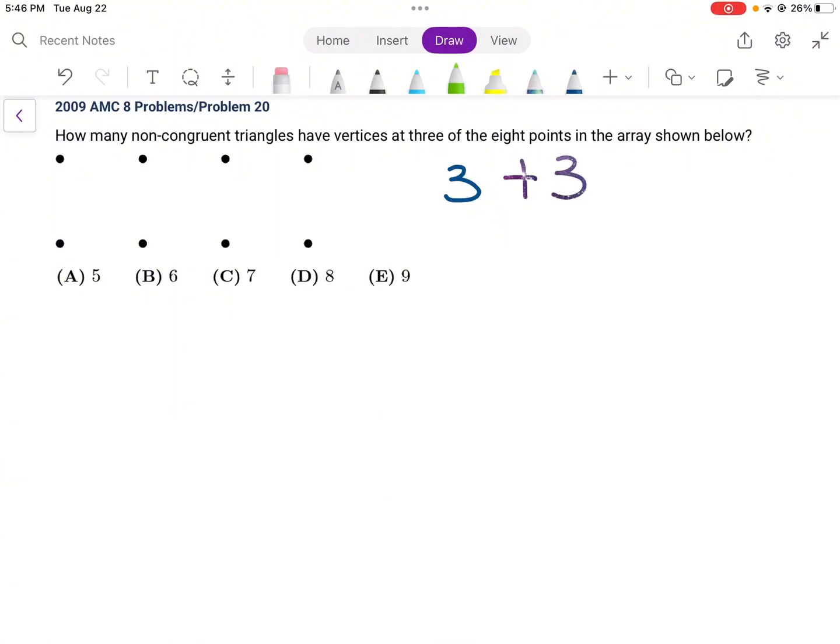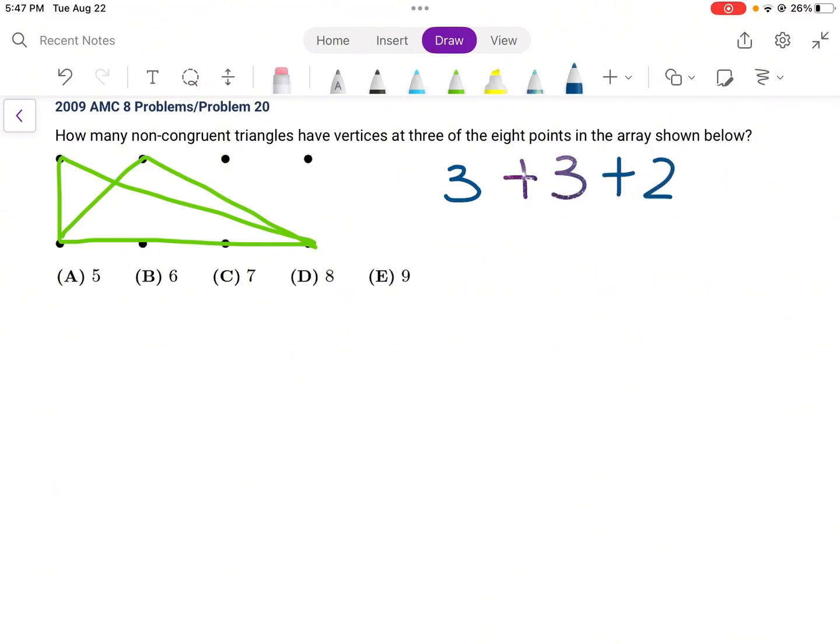And the last is the bottom length is 3. We can have this triangle, and this triangle. And notice that the third one is the same as the second one. So we erase that. So there are only 2 options. So we multiply 2, and that gives us 8 non-congruent triangles. So the answer is D.